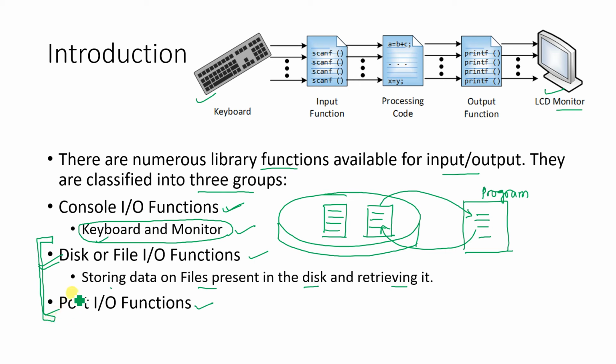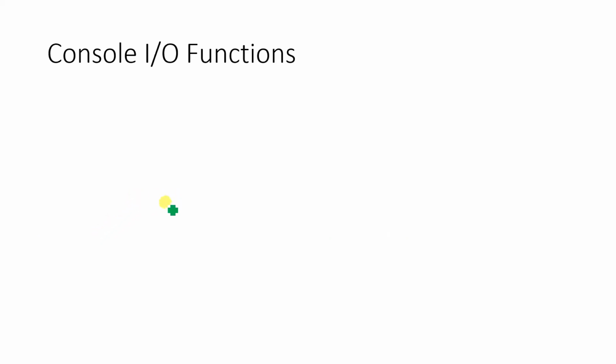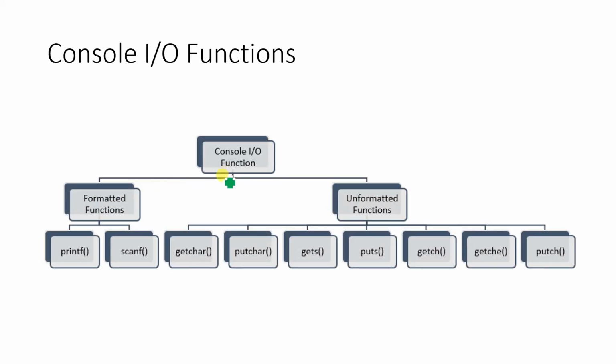We will only discuss the different types of functions provided to handle your console. So what are the different types of functions provided by the C programming language? Let us look into it. Particularly, the console input output functions are divided into two groups: one is your formatted functions and the other is your unformatted functions.